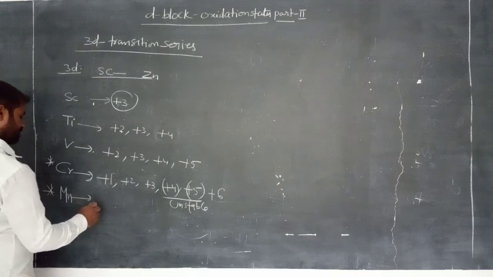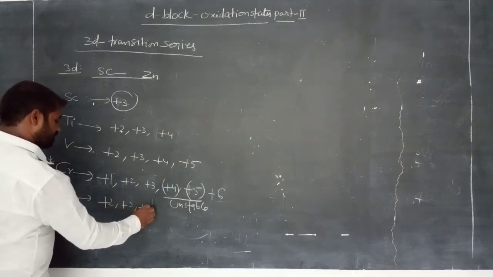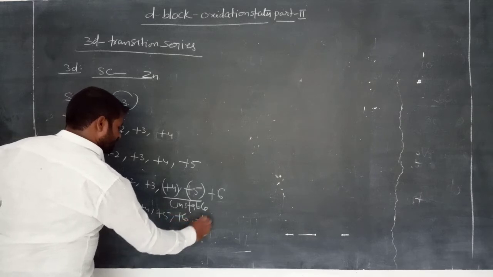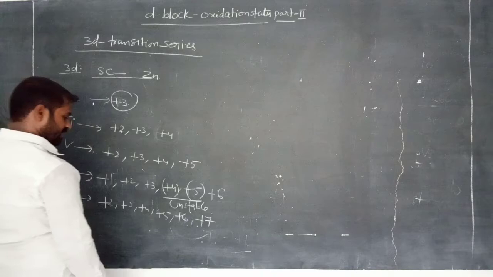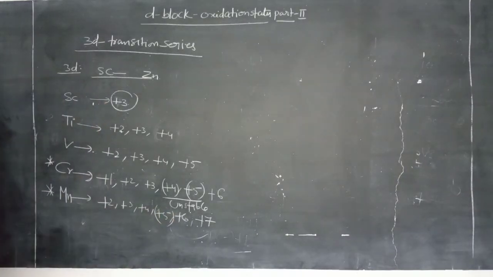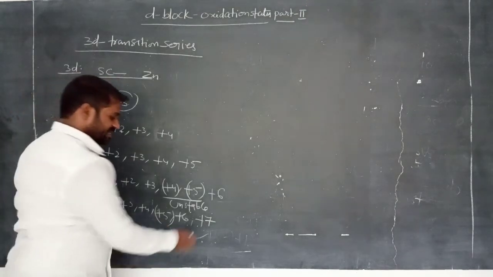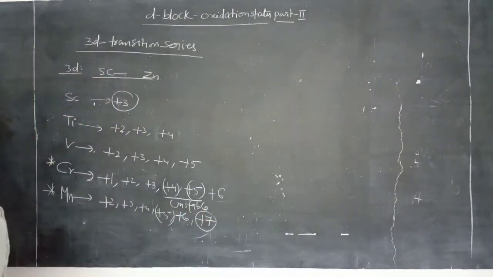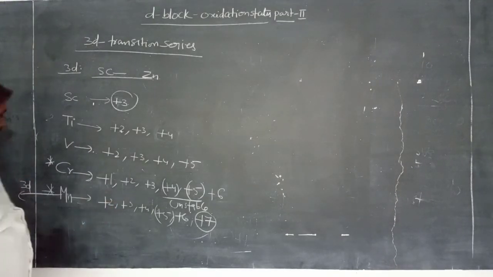Manganese shows +2, +3, +4, +5, +6, +7. The maximum oxidation state is +7. This +5 is unstable. What is the maximum oxidation state in the 3d transition series? +7 is the maximum oxidation state, that is manganese in the 3d transition series. It belongs to the 3d transition series and shows the maximum oxidation state.